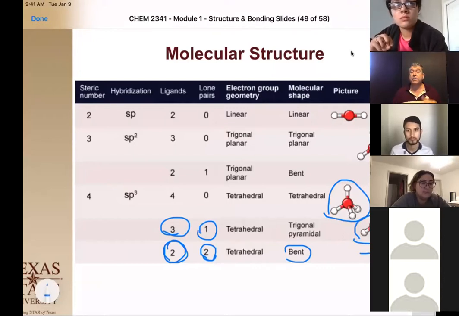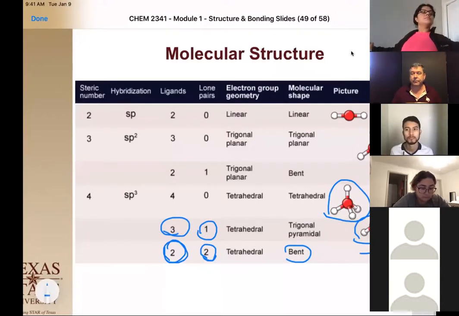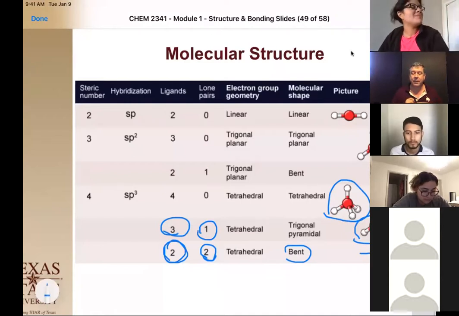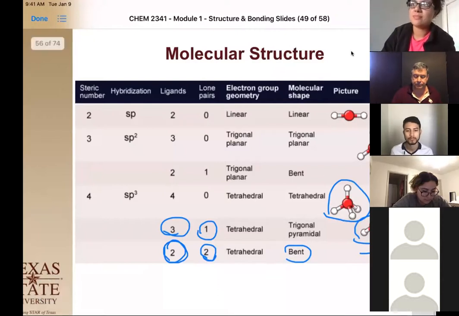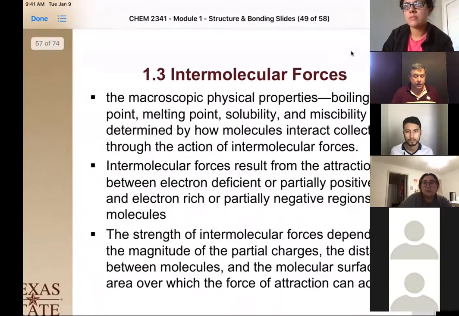Okay, so that means carbon, nitrogen, and oxygen all undergo sp, sp2, and sp3 hybridizations. Actually, oxygen only undergoes sp3 because it has the 2 lone pairs already. But they all use the hybridized orbitals to get their geometric shapes. Okay, so that's the last I want to talk about that.